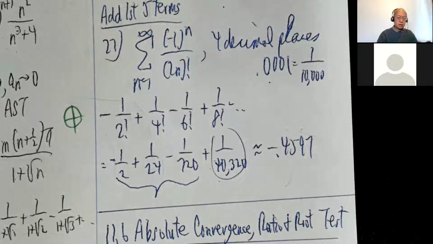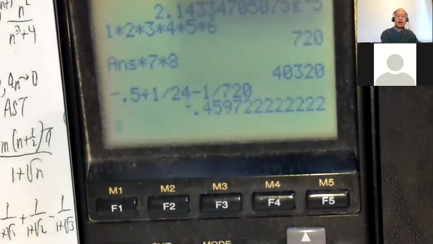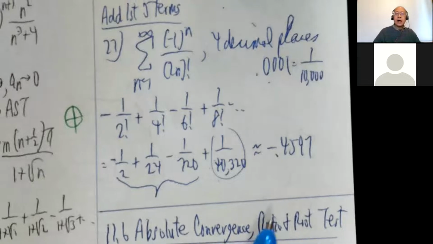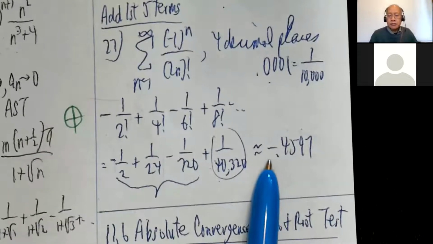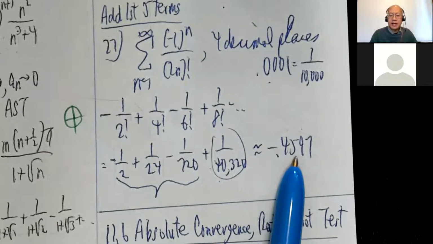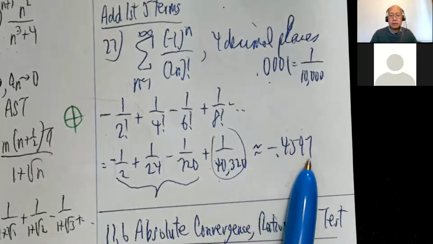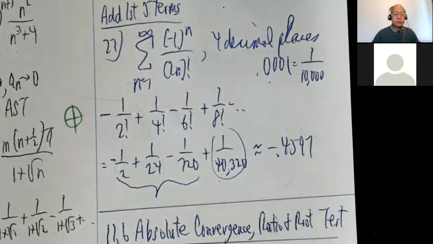Let me show that to you, because otherwise I'm just about done. Negative 0.4597222 and so on. So I know the true answer is somewhere between negative 0.4598 and negative 0.4596. So that's what it says.